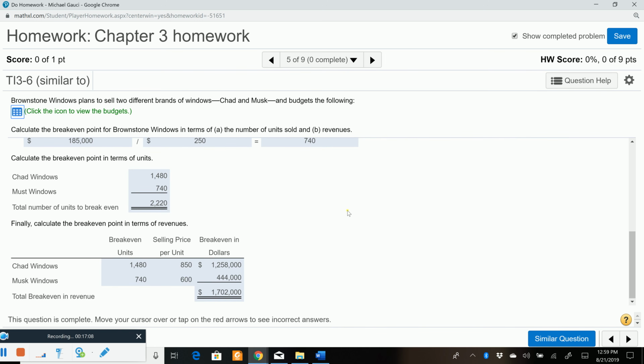And remember, once the mix changes between Chad and Musk, say if we sell more or fewer Chads compared to Musks, this bundle is going to change. And of course, the break-even analysis will change as well.